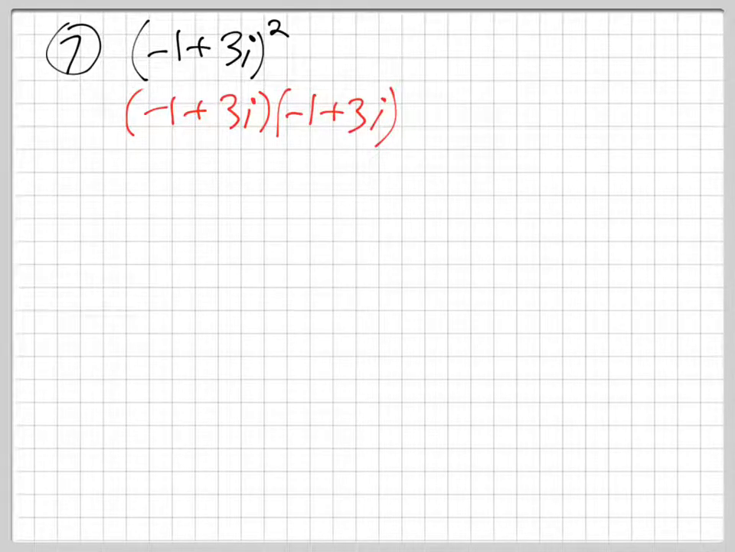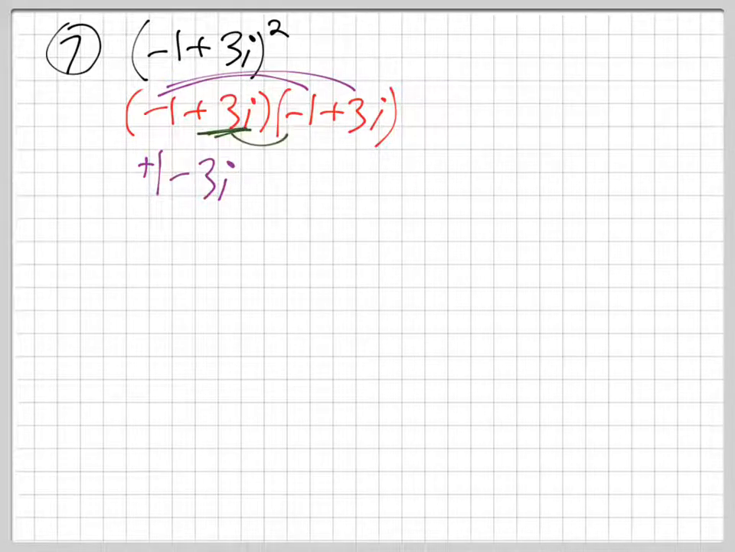Take it from there. So take that -1 to both. Watch your signs. Be careful there. +1, right? Minus 3i. And then the plus 3i goes to both. Minus 3i and what? Plus 9i squared. Is that good so far?